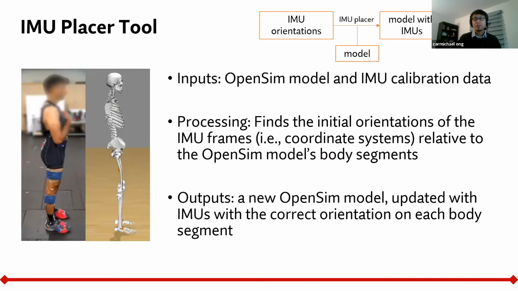So now let's go into detail about two of the major OpenSense tools. First is the IMU Placer tool, and it takes as inputs an OpenSim model and IMU calibration data. And it finds the initial orientations of the IMU frames or coordinate systems relative to the OpenSim model's body segments. This outputs a new OpenSim model that's updated with IMUs with the correct orientation on each body segment.